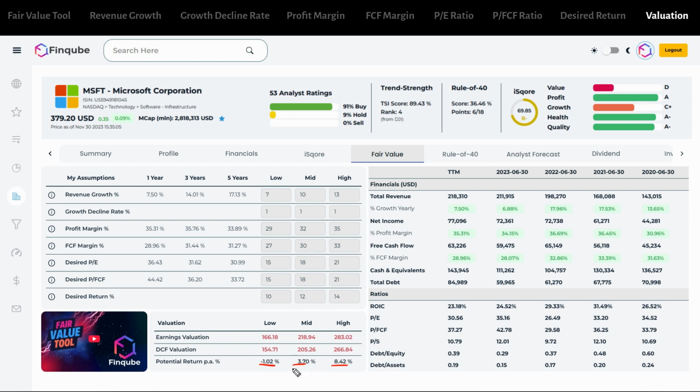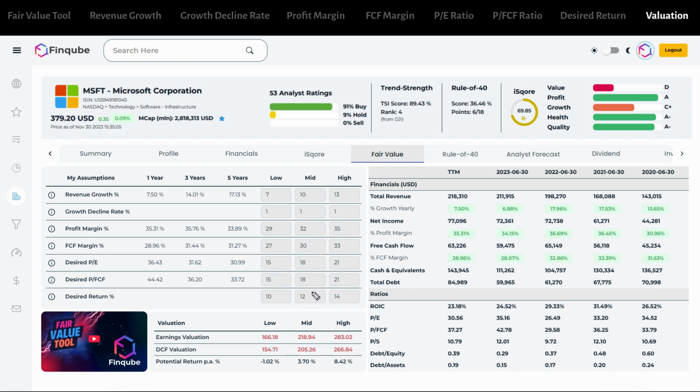And if you invest right now in Microsoft, you would have a minus 1% return. So you have a negative return if your low assumptions occur. So if all those assumptions here occur, you would make still minus 1%. And if your mid assumptions occur, you would make 3%. If your high assumptions occur, you make 8.4%. And you see here very huge differences. And these differences are the reason because of our assumptions, because of our scenarios we have here applied for Microsoft.